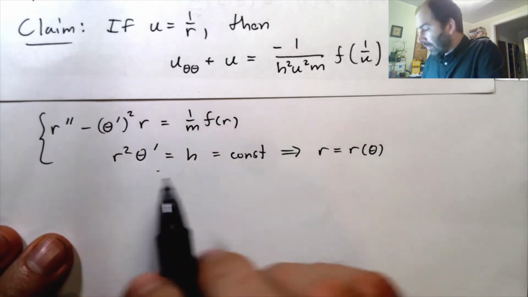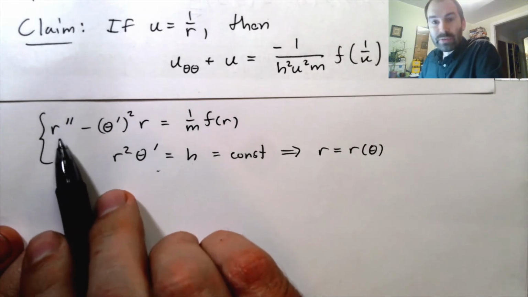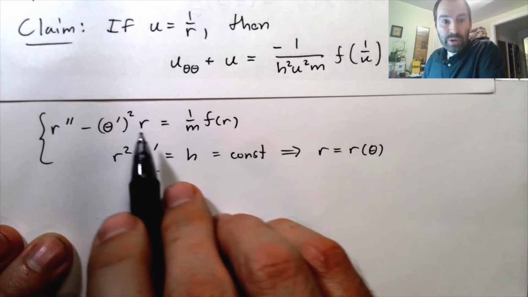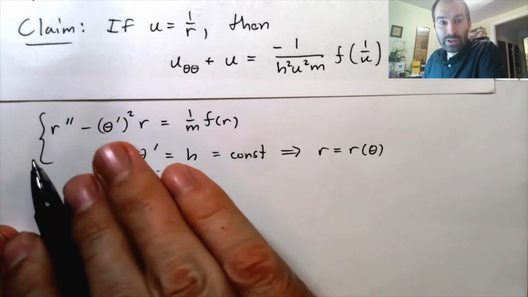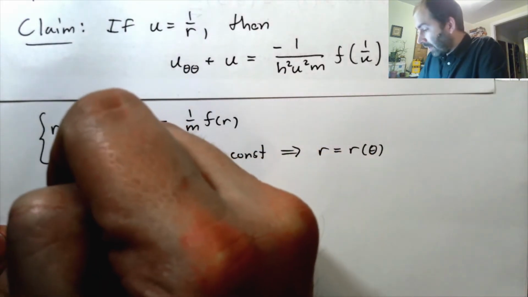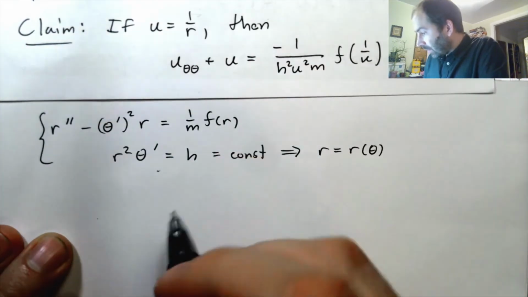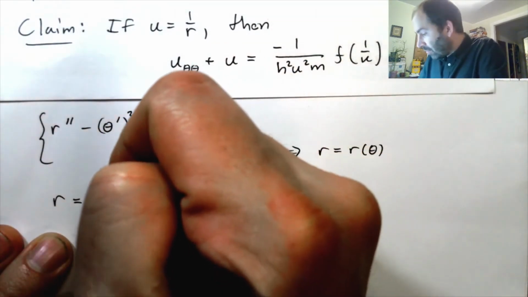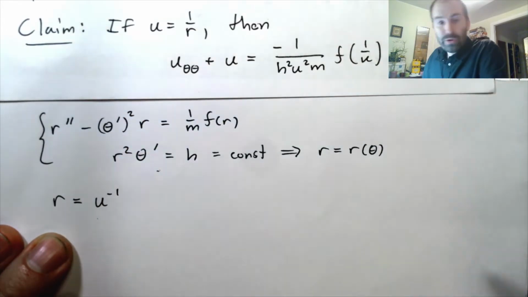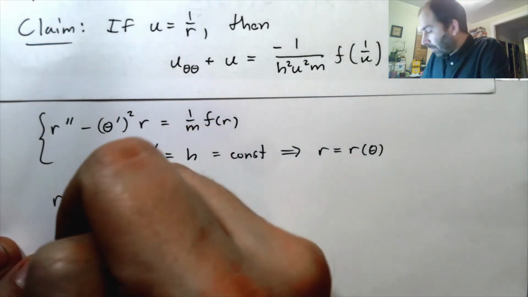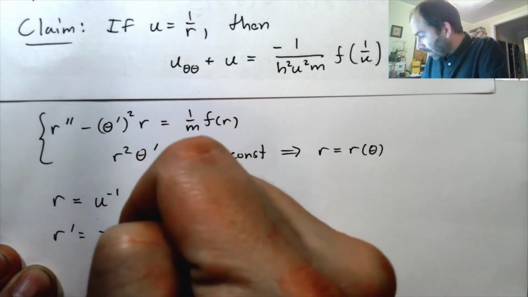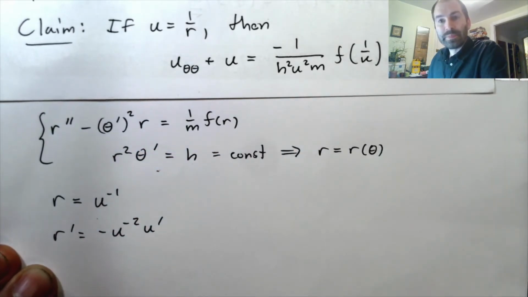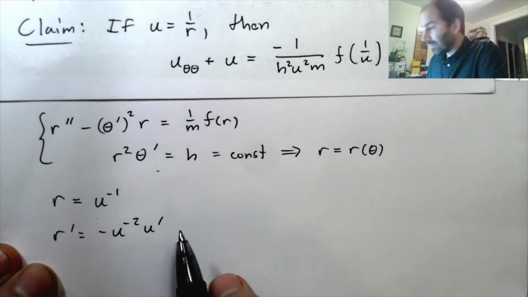Okay, so what we're going to do is start computing these derivatives with this in mind. We want to get to the second derivative of r so we can plug that stuff in here, and we're going to try to write all this in terms of u. So let's use what r is. Remember that u is 1 over r. That means r is 1 over u, or u to the negative 1. And so from that, we can compute r prime.